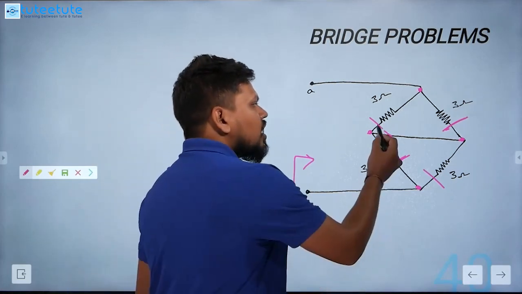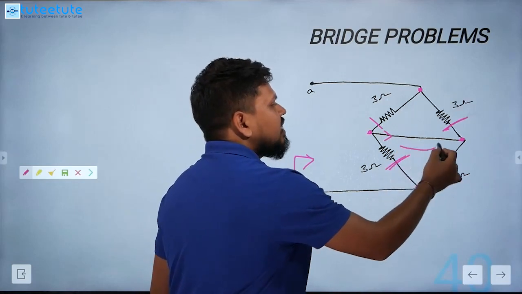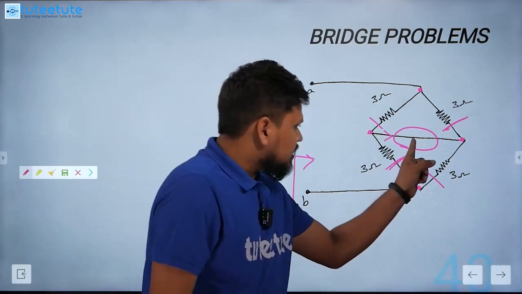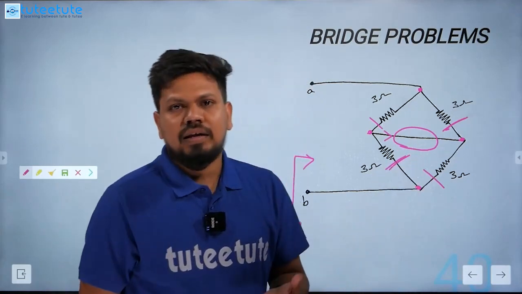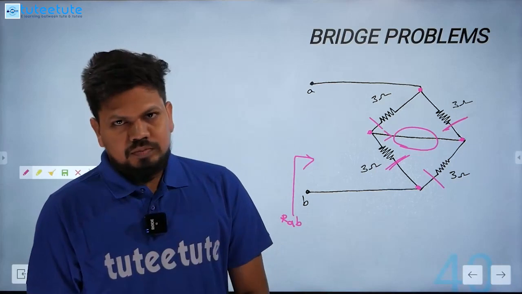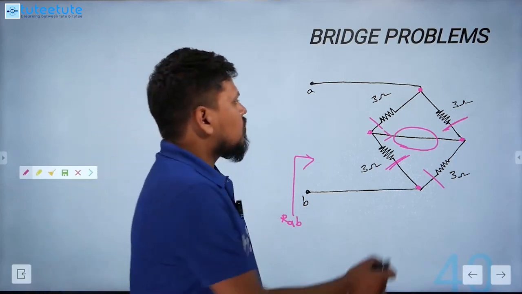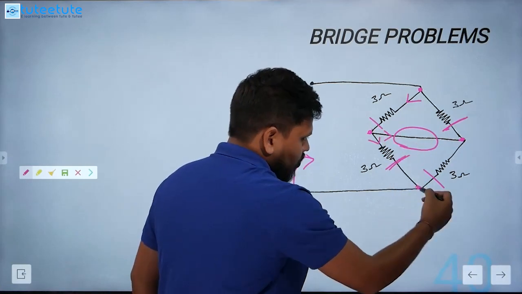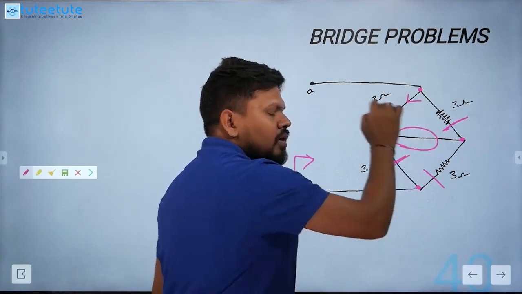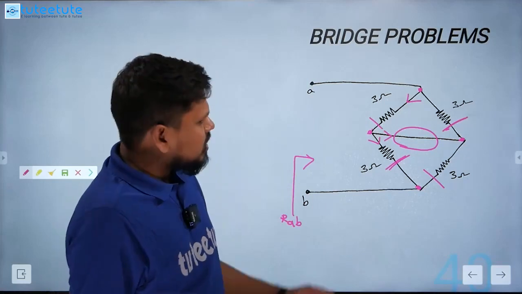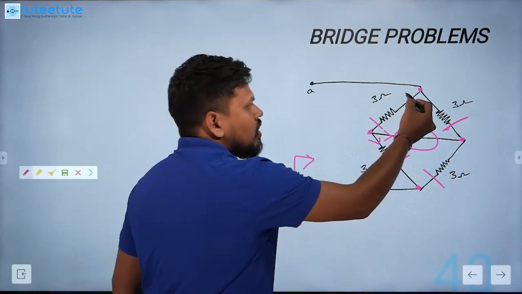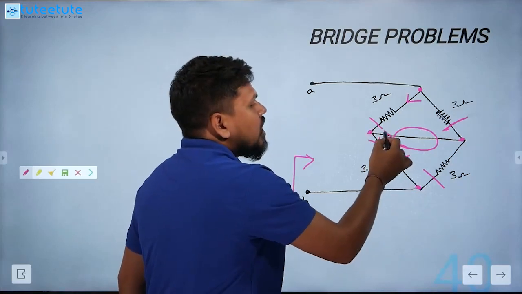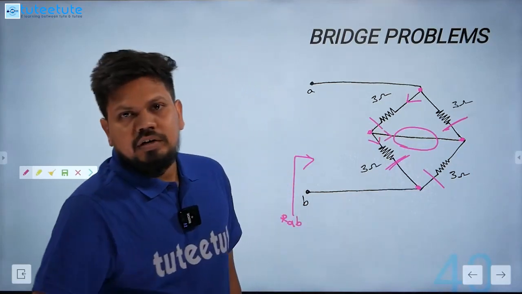No current means this short circuit is virtually acting as an open circuit. Understood, right? That means whatever current is going in this 3 ohms, the same current is going in this 3 ohms. No current is going through the middle element. KCL is satisfied here, because whatever current is coming, the same current is leaving at this node. Zero current is going into the middle element.